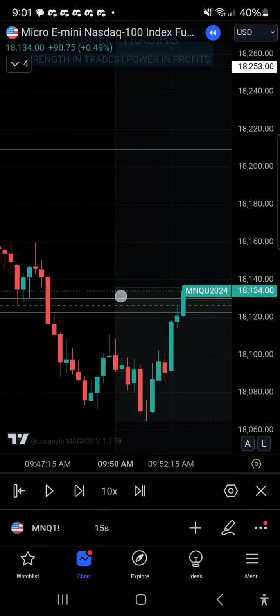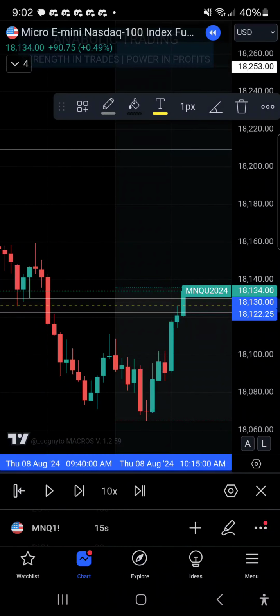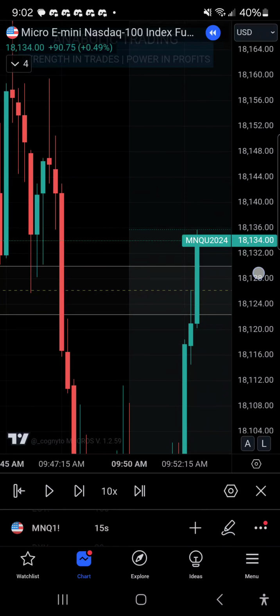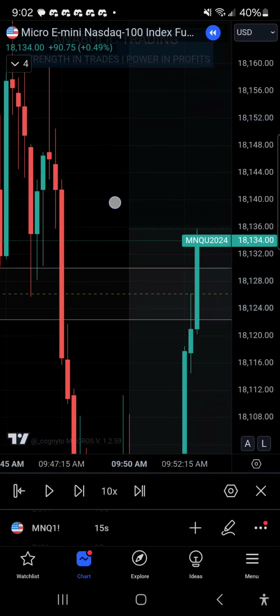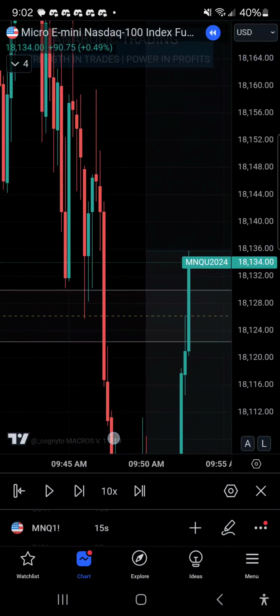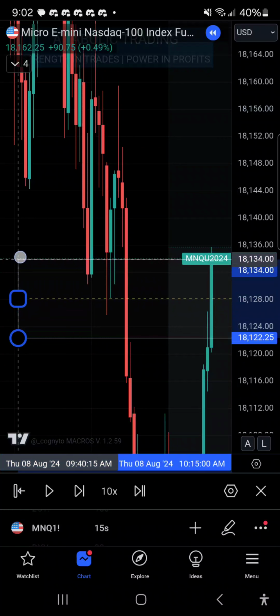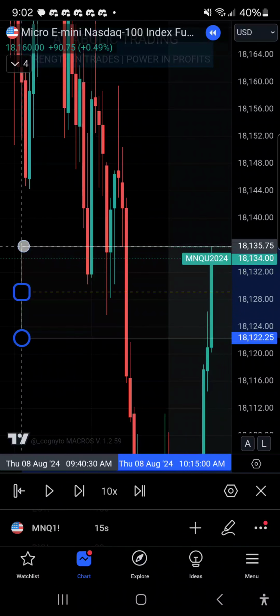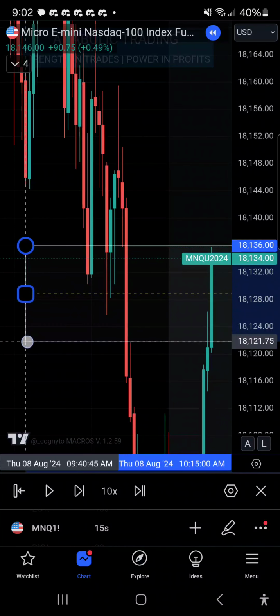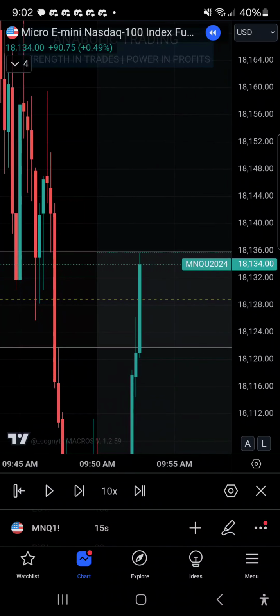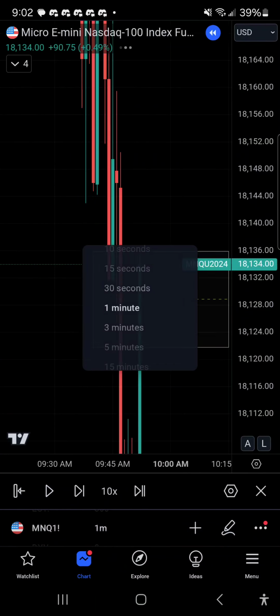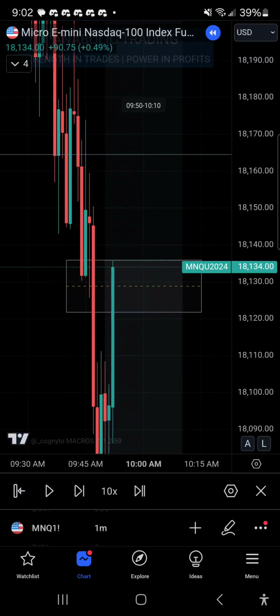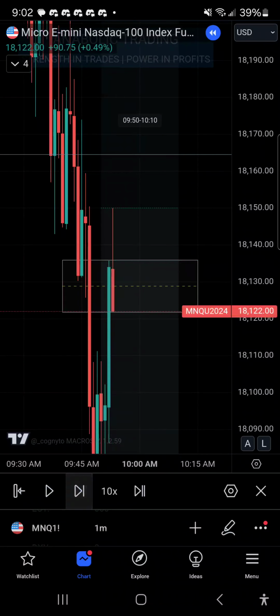Like right here, you can see the gap actually ends here. So you have to wait for it to get violated. I like to go up a time frame and wait for the violation there because then it's a definite. So let's see if it gets violated.